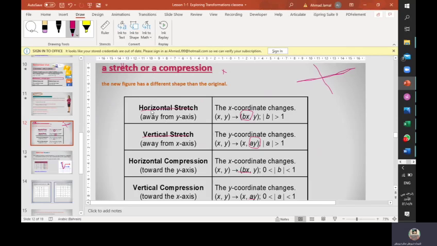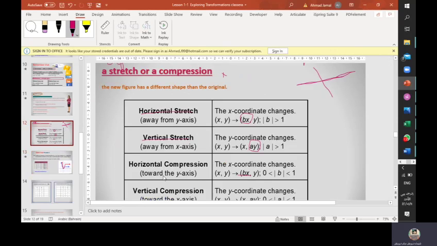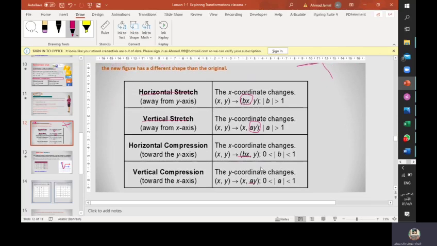If it changes horizontally, I multiply a number in x; vertical, I multiply a number in y. The same idea applies to compression. Horizontal compression, multiply by x; vertical compression, multiply a number by y. The important question here: stretch or compression, what is the difference between them?